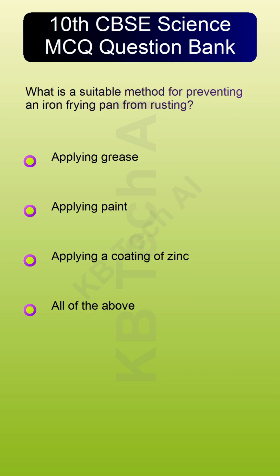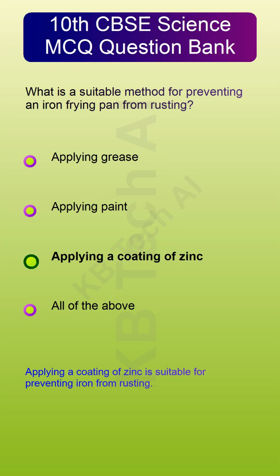What is a suitable method for preventing an iron frying pan from rusting? Option 1, applying grease, Option 2, applying paint, Option 3, applying a coating of zinc, Option 4, all of the above. The answer is Option 3, applying a coating of zinc.